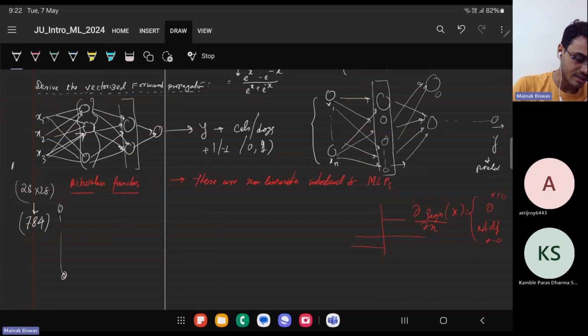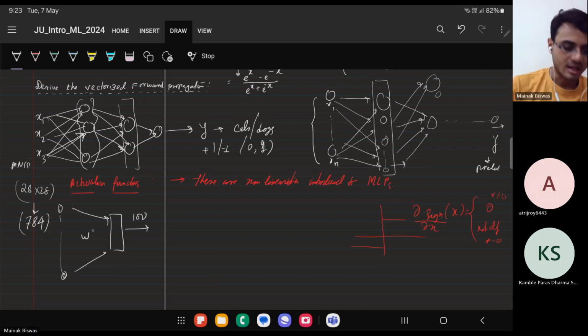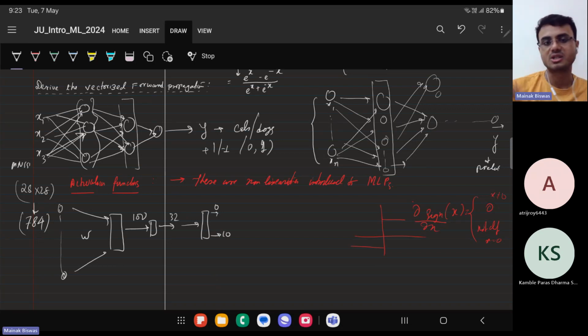This is the MNIST data set. You will feed it to, say, a 100-unit layer, so you will convert it to say 100. How will we do that? We'll see in some time. Then you reduce it to 32, and then you reduce it to 10, to classify digits 0 to 9. The MNIST dataset has handwritten digits. I'll give you this as an assignment problem where you'll have to classify handwritten digits using artificial neural networks.